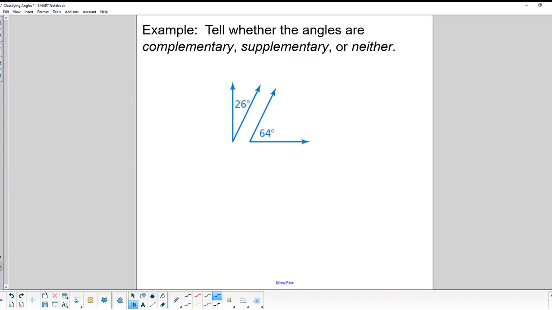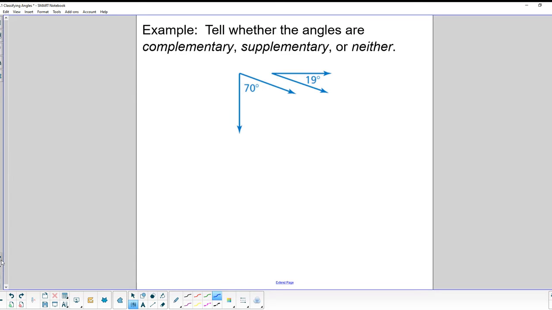Okay, what about these two? You've got two angles here. You've got 64 and 26. Combine them together. You get 6 plus 4, which is 10. 6, 7, 8, 9. Oh, these do indeed add up to 90 degrees. So that would mean that they are complementary angles.